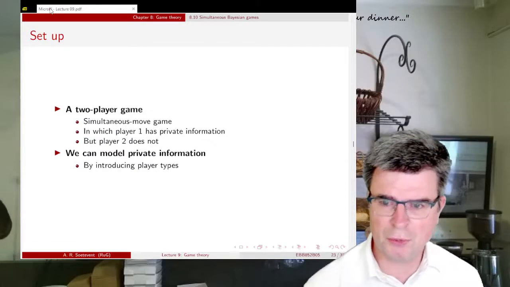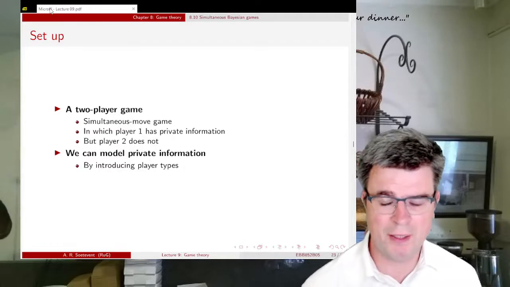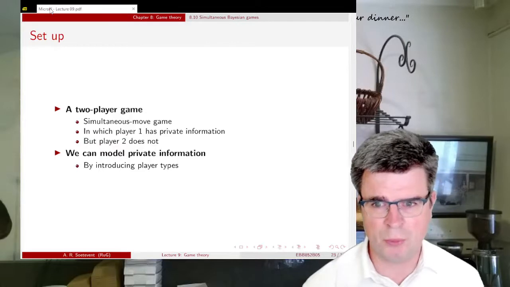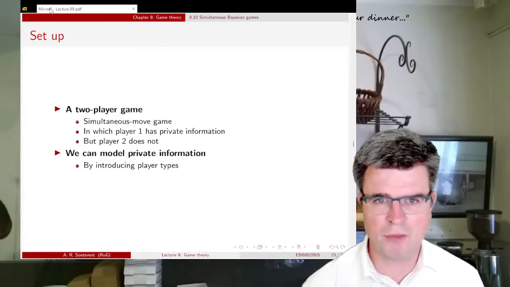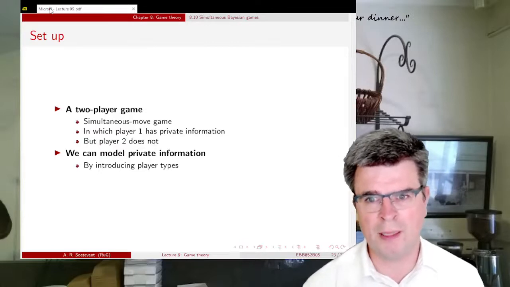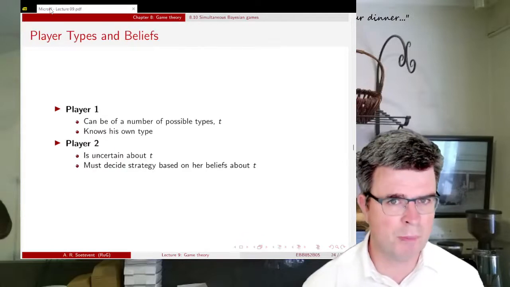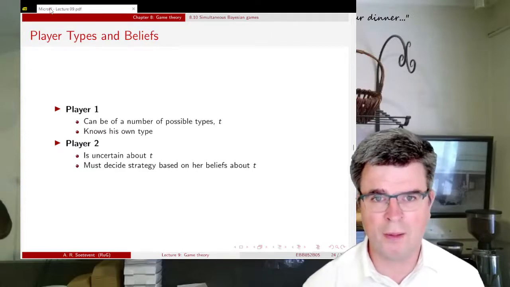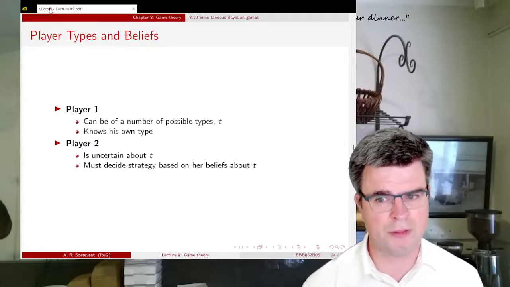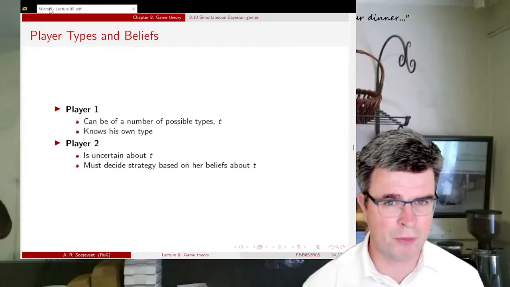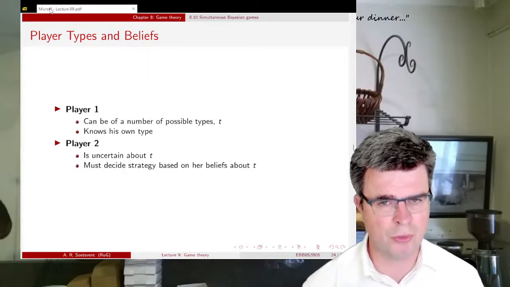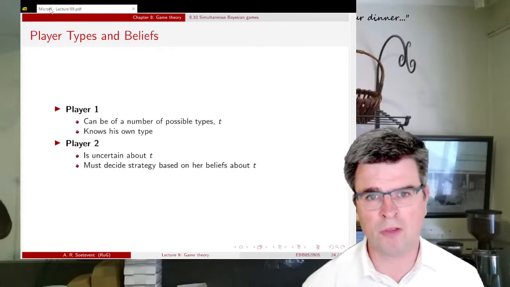So the setup is as follows. We have a 2-player game. They play at the same time. And player 1 has private information and player 2 has not. And we model the private information by introducing player types. So player 1 can be one of a number of possible types T, and he or she knows his or her own type and also can condition on it in making choices. And player 2 is uncertain about the type of player 1, but must decide which strategy or action to choose based on her beliefs about the type of player 1.